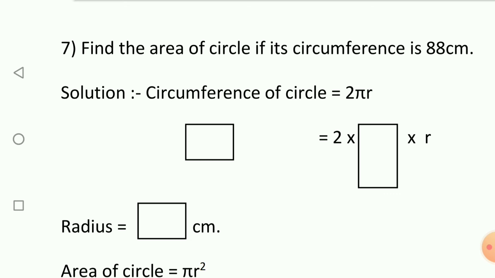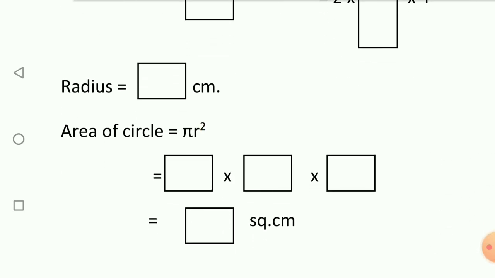So you just have to substitute the value, and the value of pi you can either take as 22 upon 7 or you can take it as 3.14. It is up to you, whichever you feel easy and comfortable to do. Then you will find the radius and then the area of circle. The area of circle formula is also mentioned here, so you just have to substitute the value and solve.